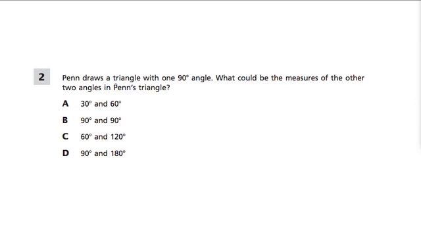In this problem, Penn draws a triangle with one 90-degree angle, right? What could be the measures of the other two angles in Penn's triangle? Well, let's just sketch this out for a second.